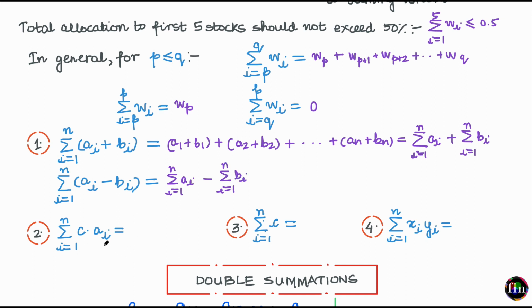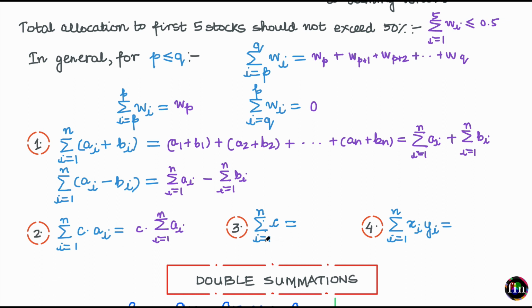Now, this second rule is what we refer to as taking out a constant. Here, the term which is being summed up is a constant c times ai. Going from one term to the next, the c is not changing, the a is changing. First term, c times a1, second term, c times a2, and so on. So in this case, we can pull the constant out, and this becomes c times the sum from i is equal to 1 to n of ai.